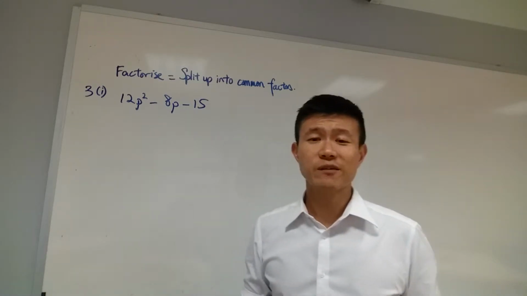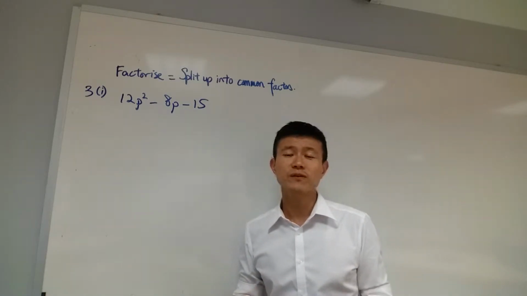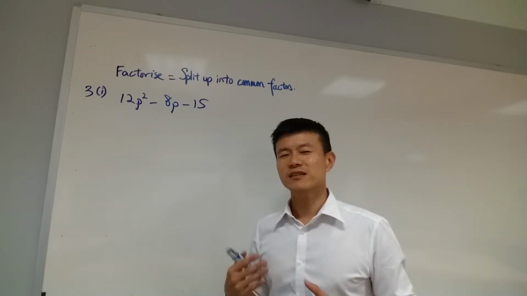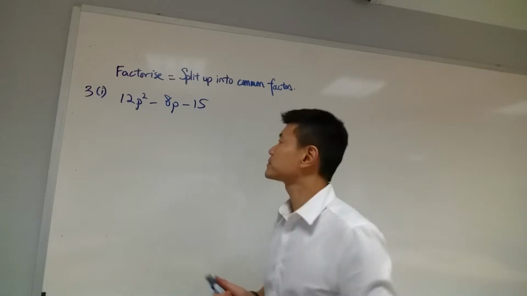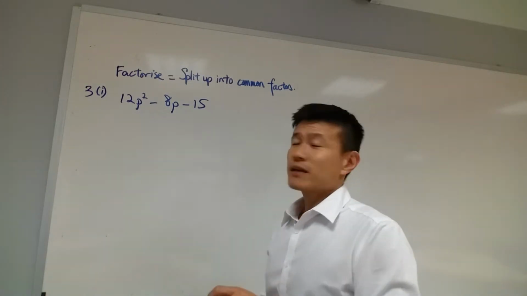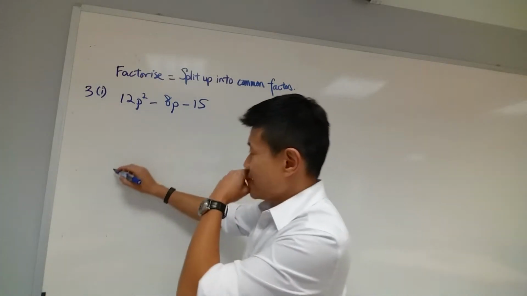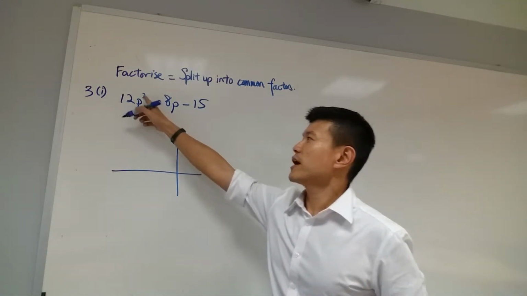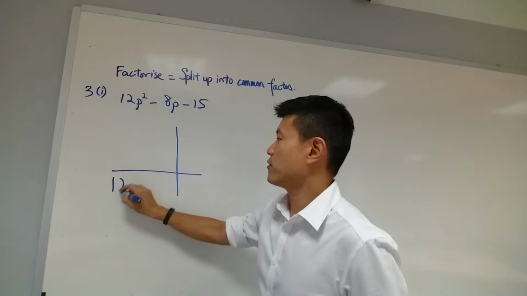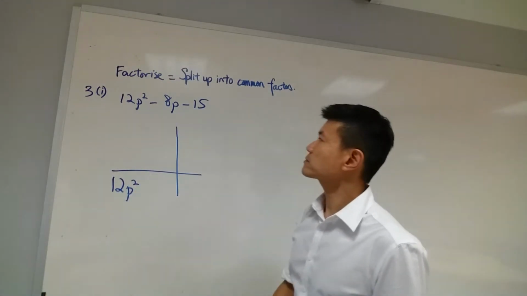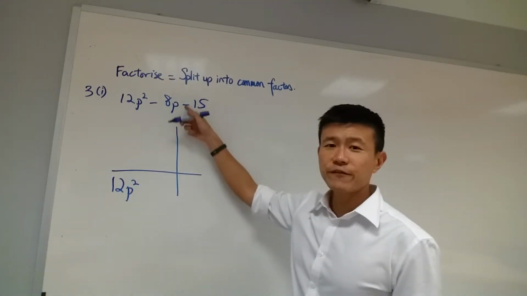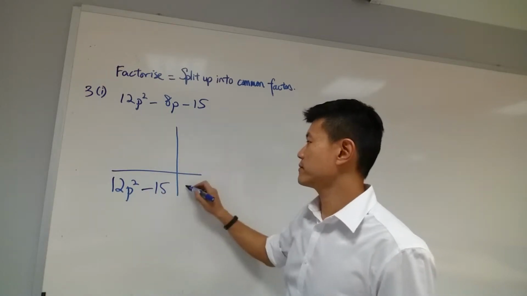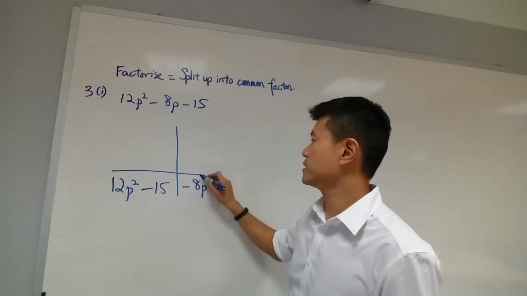Let us use the cross method because I think that's a method that most of you are familiar with, but I'll also show you the matrix method just in case you're interested to learn it. The cross method basically states that I'm just going to have a 12p squared over here at the bottom, and my negative 15, I'm going to shift it down over here, leaving the negative 8p.